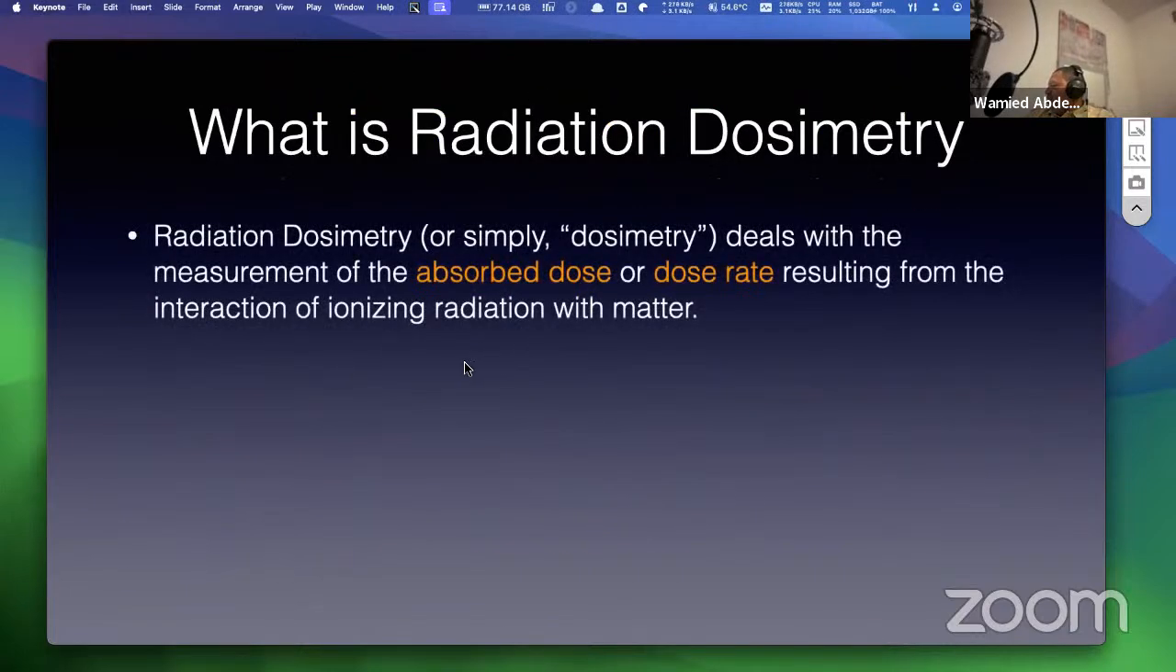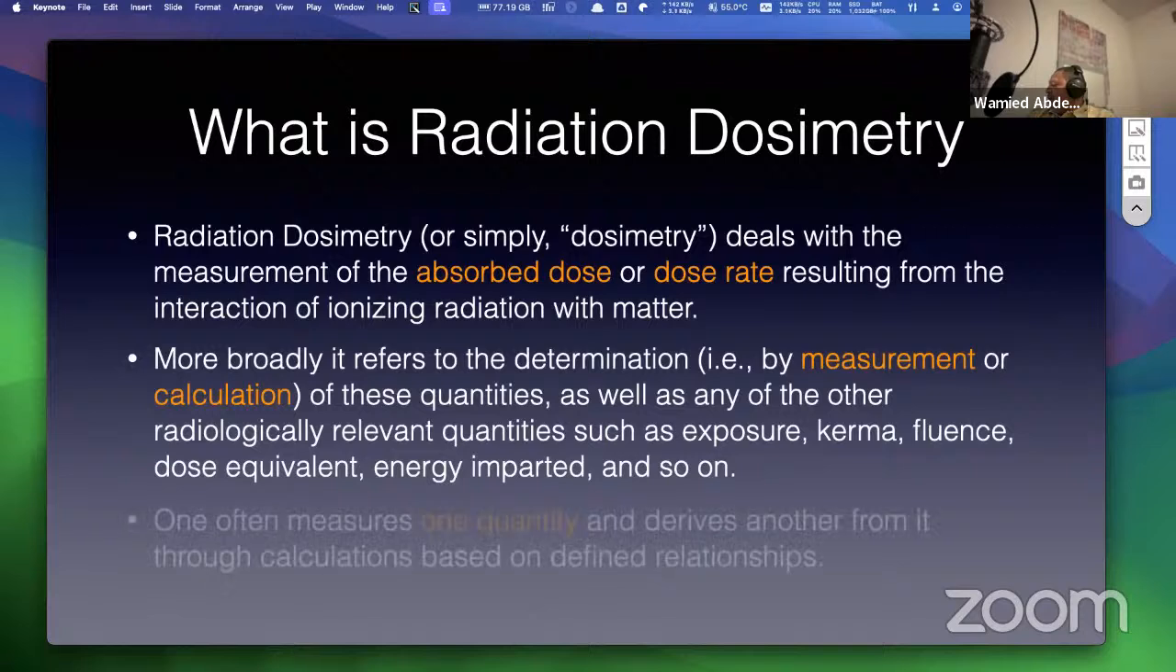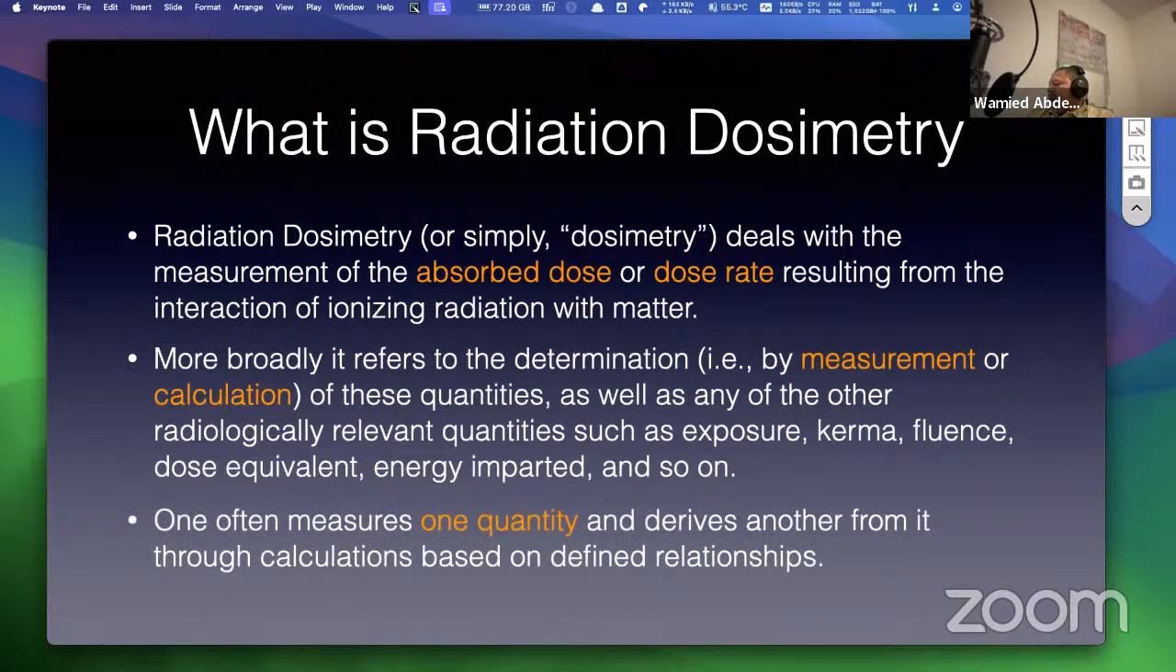So basically, radiation dosimetry is the science that deals with measurement of absorbed dose resulting from interaction of radiation with matter. Or we could broaden this definition to measure any quantity that is related to ionizing radiation, such as exposure, kerma, fluence, and so on. Usually what we do is we measure one of these quantities, for example, exposure, and then we calculate from that exposure what would be the dose in air, what's the kerma, what's the dose in medium, and so on.